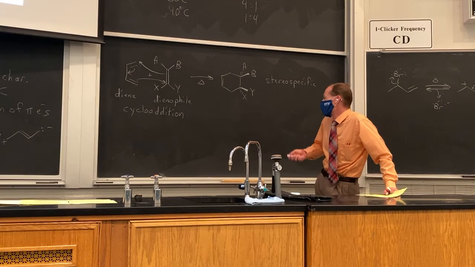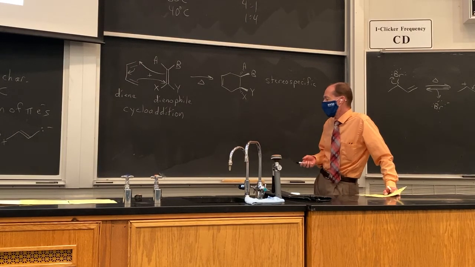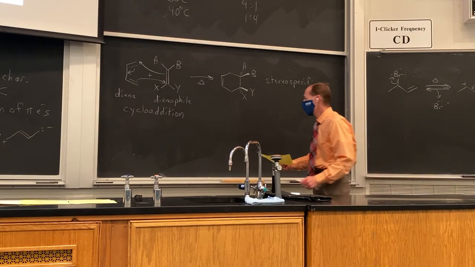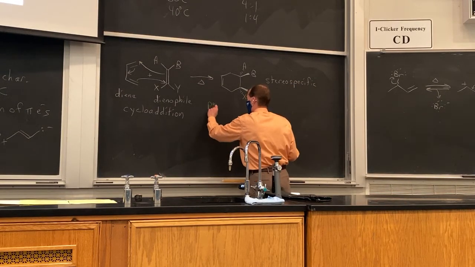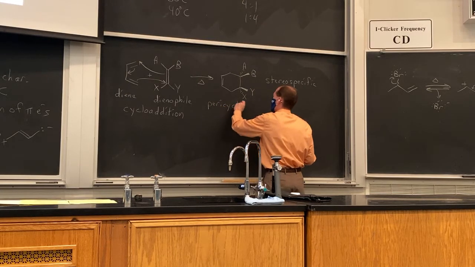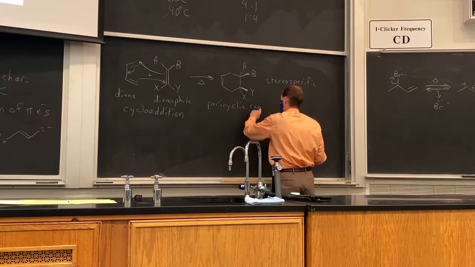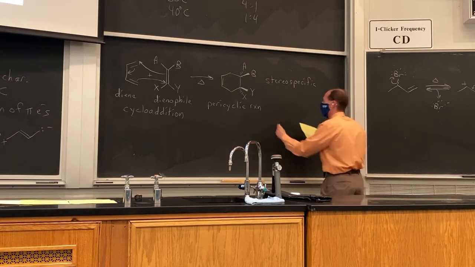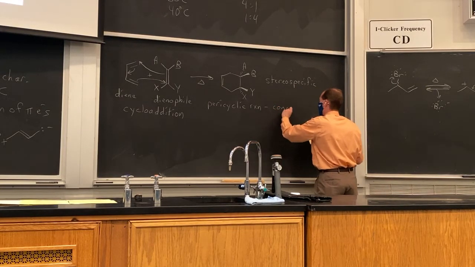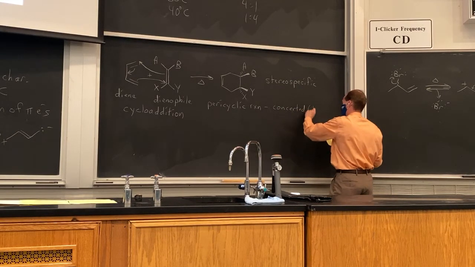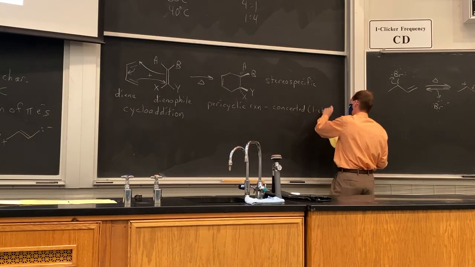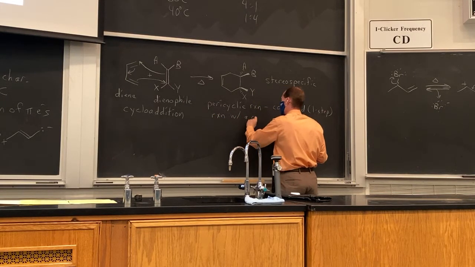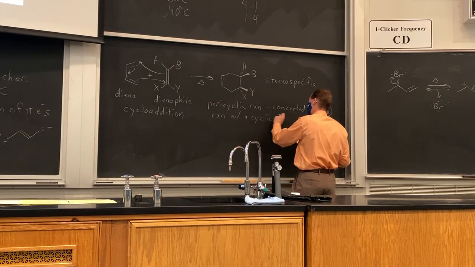So this is an addition reaction. We can say the diene is adding to the dienophile. So it is an addition reaction. It is also something we refer to as a pericyclic reaction. Okay? So a pericyclic reaction is a concerted reaction. Right? A concerted reaction is a one-step reaction with a cyclic transition state.